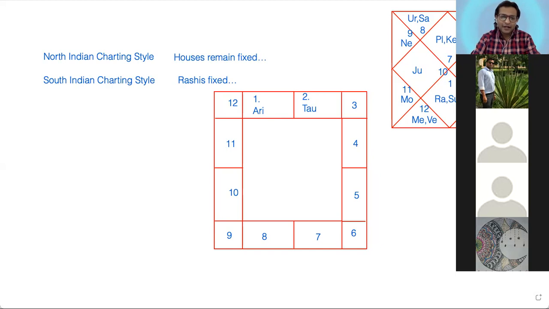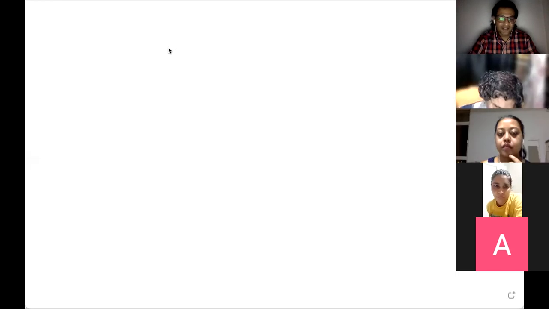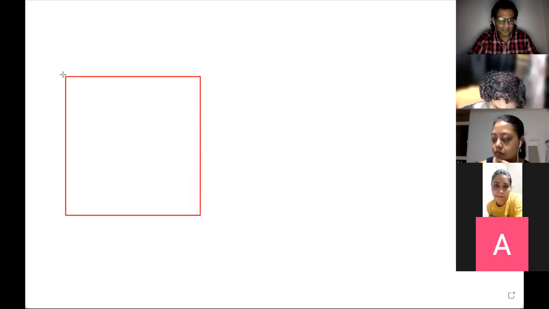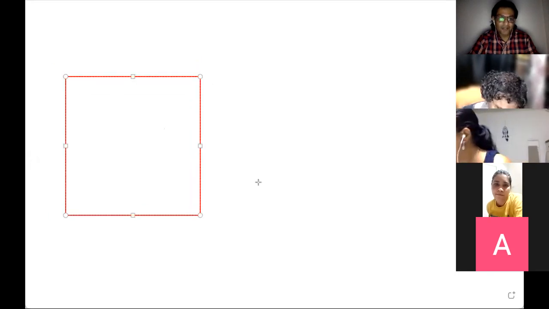Now, this chart, we have to translate it. Okay, so what we are doing, we are recreating the board again because of the power failure. So let me quickly create the North Indian type of chart, which we will be converting into the South Indian type of chart. All right.